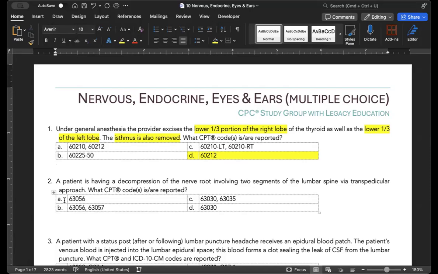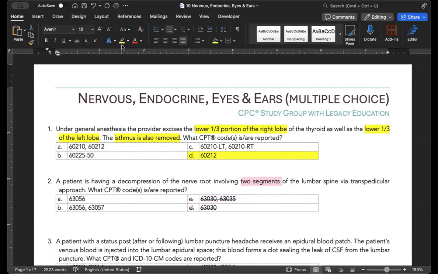So 63056 is the transpedicular approach with decompression of your spinal cord, cauda equina, and/or nerve roots, single segment lumbar. It includes the transfacet or lateral extraforaminal approach, and then a far lateral herniated intervertebral disc. So which one do you guys think? Do we need the 63030 or the 56? 56, but there's two segments. Okay, yep, correct. 56.